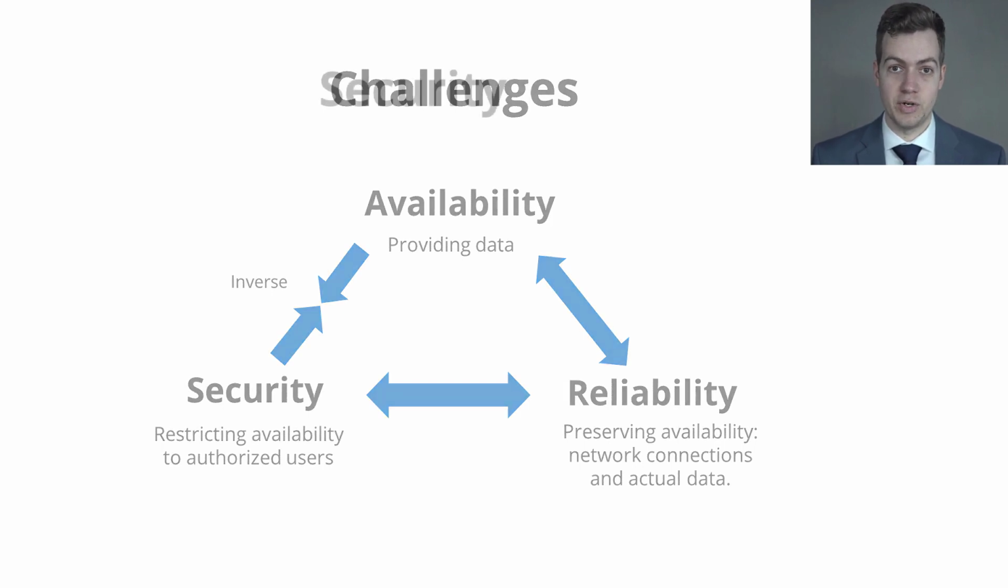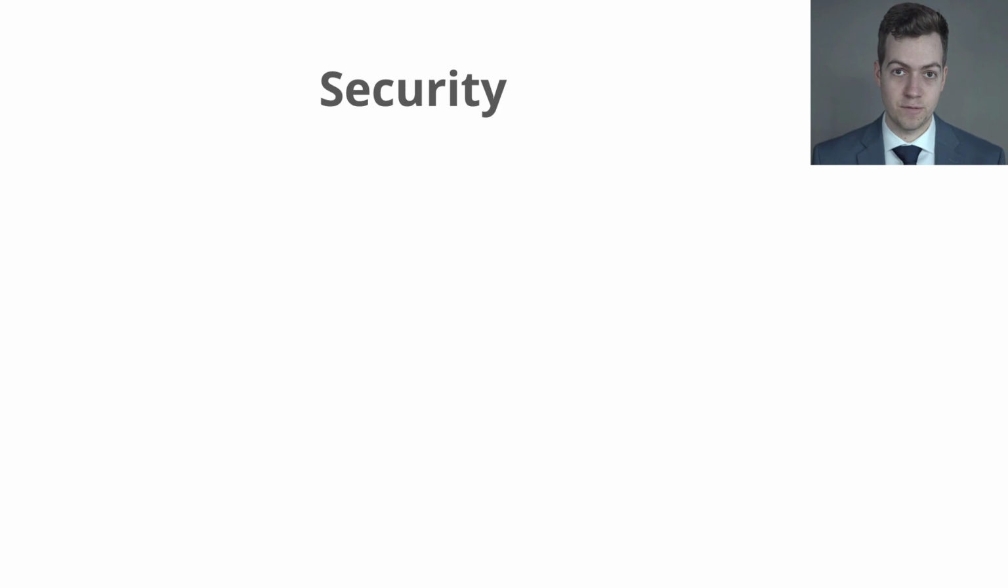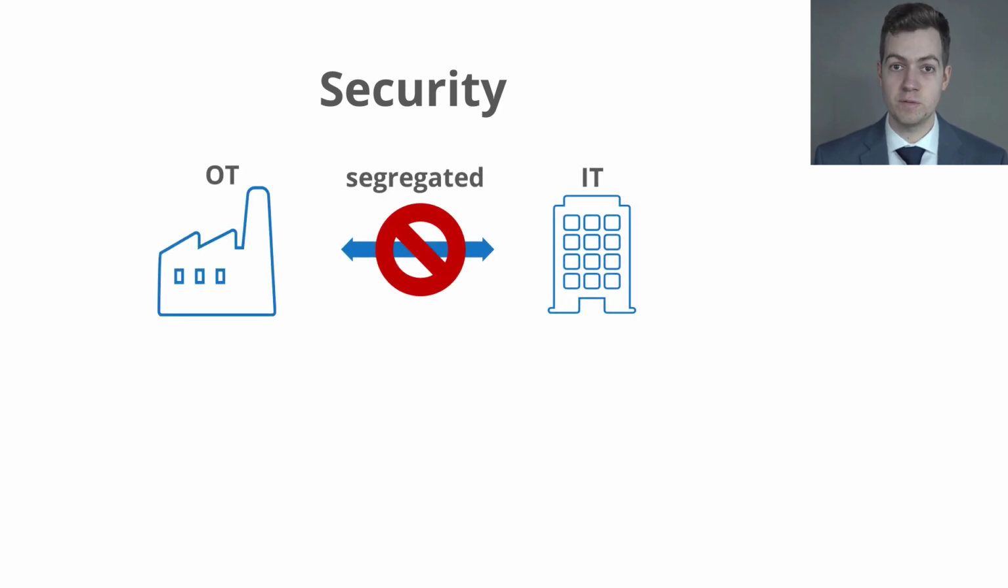Let's look first at security. What are the best practices for OT to IT data connections? Most important, OT must be completely segregated from IT. Treat them as hostile to each other. A compromise of one should not compromise the other.